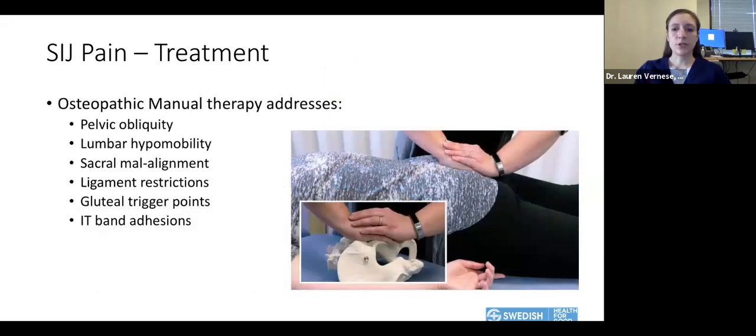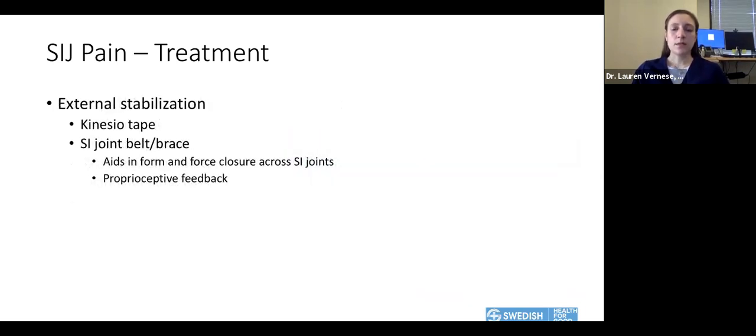This is my standard approach to treating a patient with sacroiliac joint dysfunction. Again, it's going to be tailored to every single person, but this is generally when I'm looking at a patient. If I just have a couple of minutes in my appointment, I'm going to be looking for an abnormality in the pelvis. So those innominates that are rotated, look for lumbosacral hypomobility, sacral malalignment, any restrictions in the ligaments. I'm going to be doing some soft tissue to those areas, gluteal trigger points, and then also looking at the IT band. Often these become very tight. So working on relieving these restrictions so that the patient can then activate muscles better. Then we can also stabilize from the outside.